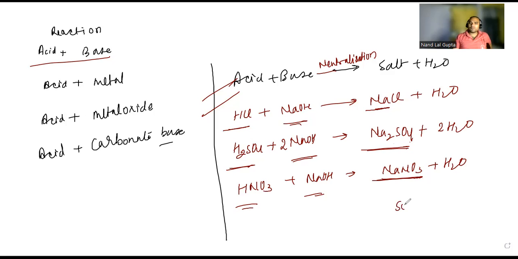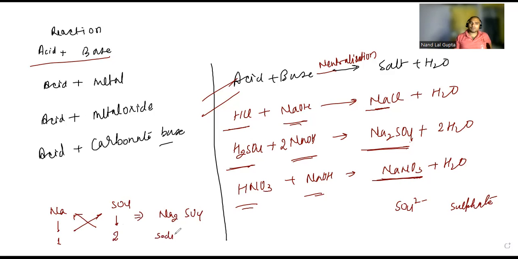See, SO4 2 minus is called sulfate. Sodium is there and SO4 is there. Sulfate ion, how much valency? 2. Sodium ion valency 1. Cross multiply. So it is going to give Na2SO4. Its name is sodium, and the SO4 ion is sulfate. Sodium sulfate.